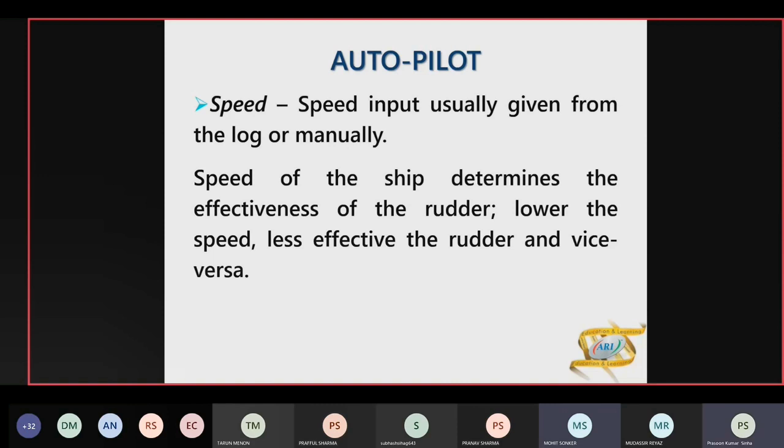Okay, speed over ground. Anyone else? What kind of speed input should be given to the autopilot system? Anyone? Don't make me wait for so much. Speed through water, STW. Okay, so we have a contest here. More votes. It should be speed through water, sir, not speed over ground. Yes, it should be speed through water.